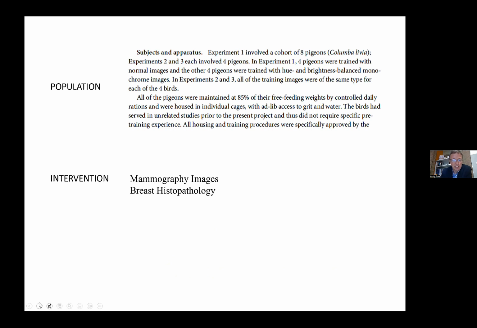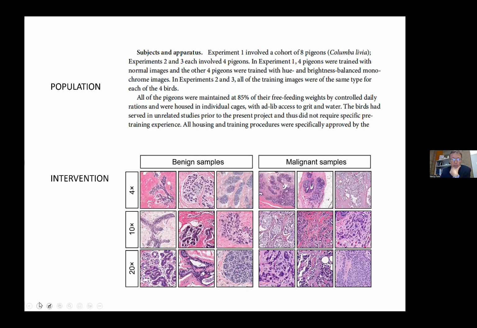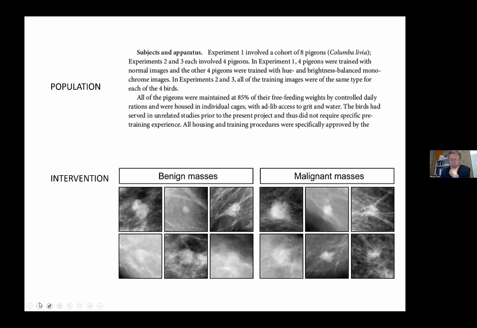But they went through and did this, and then looked at the learning curves of these pigeons and looked at whether or not they were above chance in terms of making this medical diagnosis. And so how did they do? Here's what a benign sample is. Here's what a malignant sample looks like. Sorry, I can't tell, but the pigeons sure can. And here's the mammography task, the benign masses versus malignant masses.